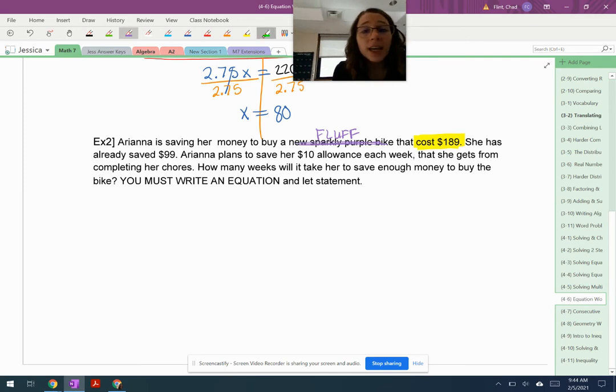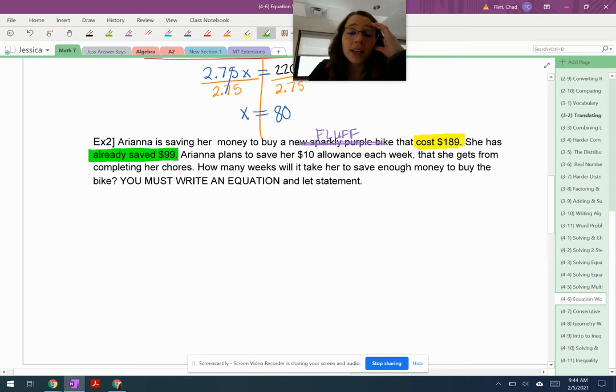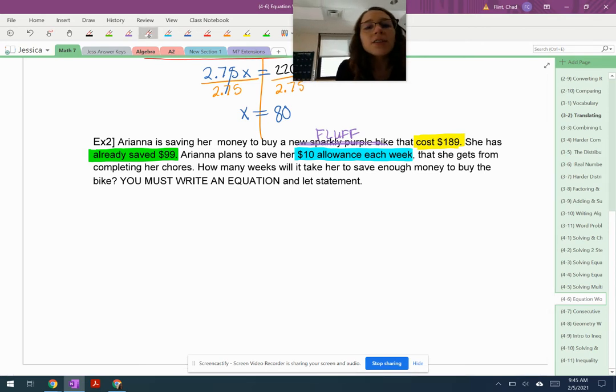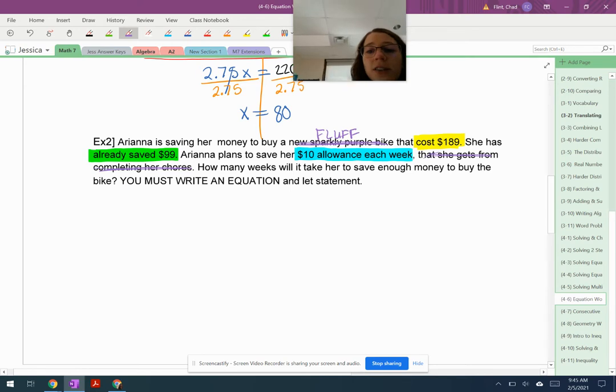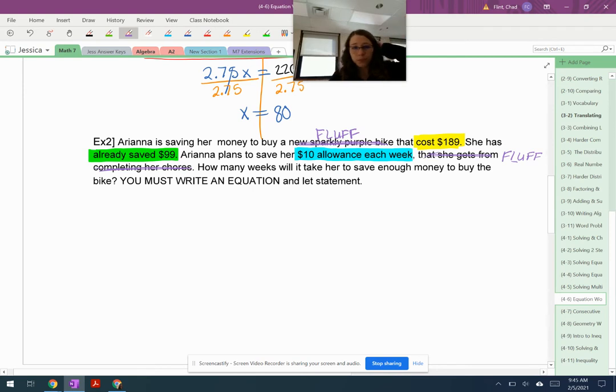She has already saved $99. That's important, right? Already saving $99. That's $99 less that she has to save. And then they also tell us that she's going to save $10 from her allowance each week. Again, this other stuff over here, she gets from completing her chores. Who cares? That's fluff. That's extra reading that they're making you do to try and trip you up.